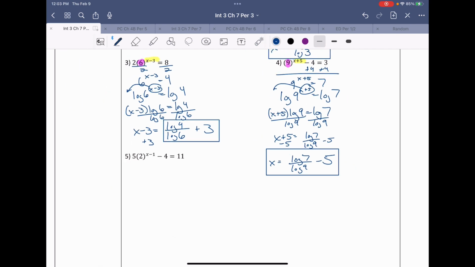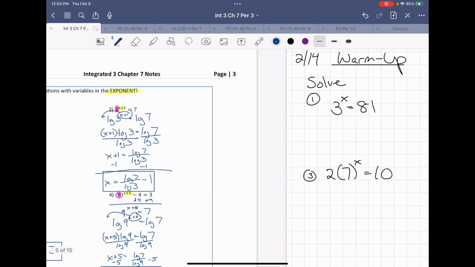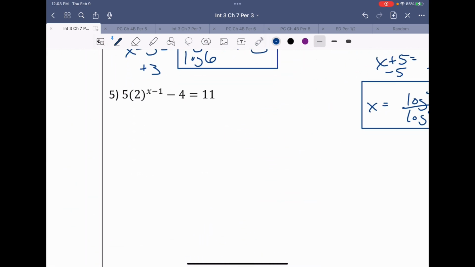Okay, number 5. Looks like this is our last one. Okay, x is in the air, but there's a lot of stuff happening to this 2. Again, you cannot multiply the 5 and the 2 together. Never change this pink base. Never change the 2. So instead, we have to move everything away. So first, add the 4. Then divide by 5.